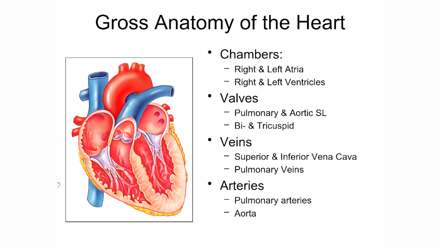So we've talked about the chambers and we've talked about the valves and the roles of these different structures. What I want to do now is talk briefly about some of the blood vessels, the major ones that are attached to the heart, and talk about their role. So we're going to talk about some veins that are attached to the heart and some arteries that are attached to the heart. I want to say this before we go into that.